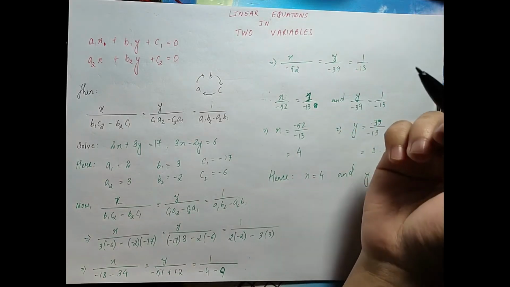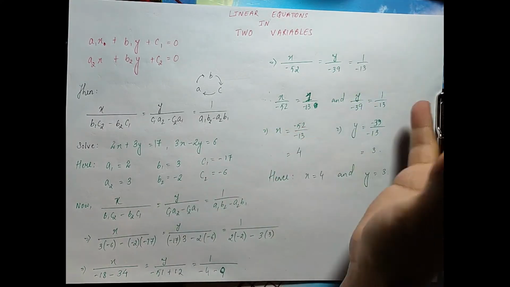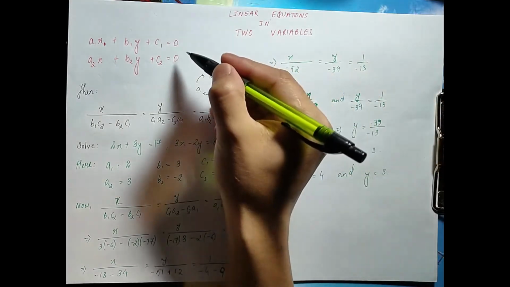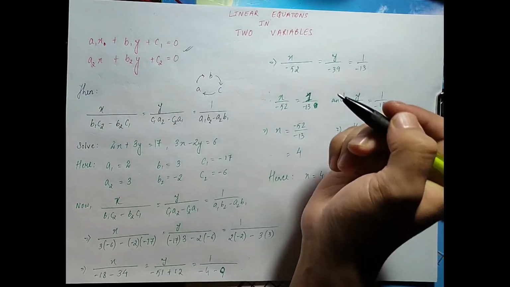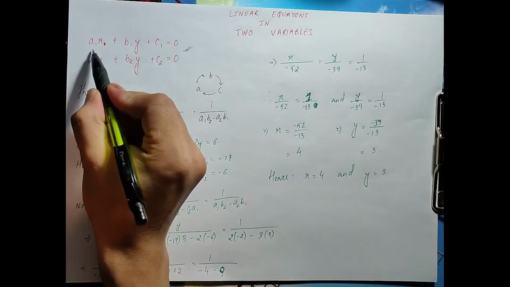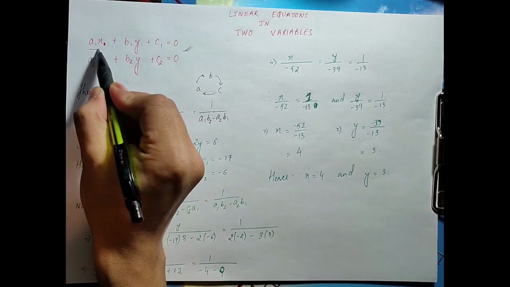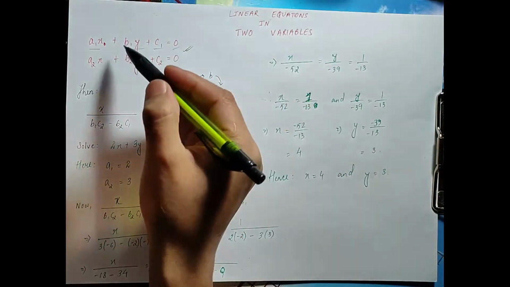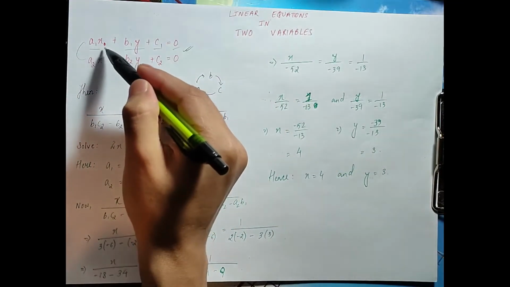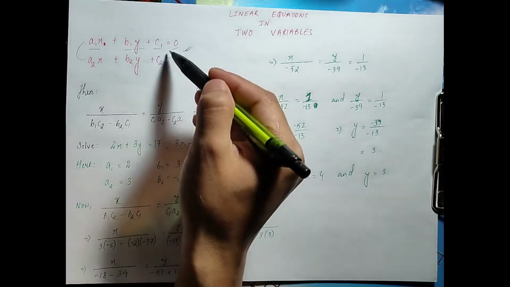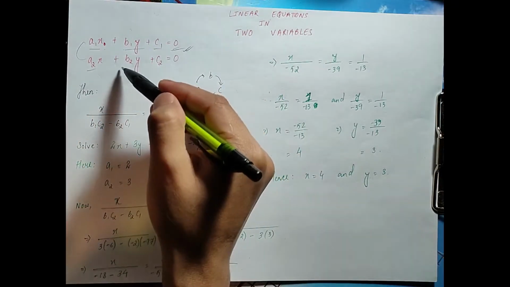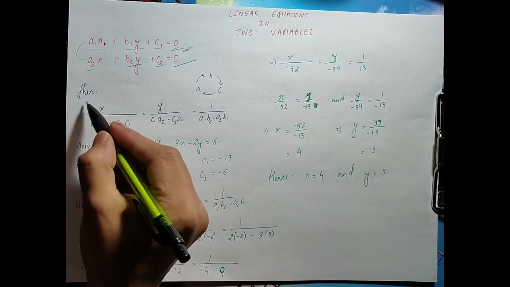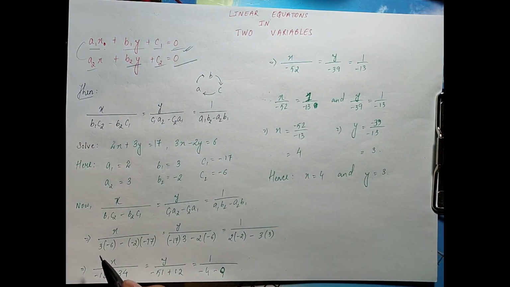This method basically revolves around the same concept that we have already covered in the previous video. Along with that, we're going to learn just one new formula. We already know that a linear equation is of the form ax + by + c = 0, and since we have a pair, a1x + b1y + c1 = 0 and a2x + b2y + c2 = 0. So let's discuss the formula that we have been talking about.